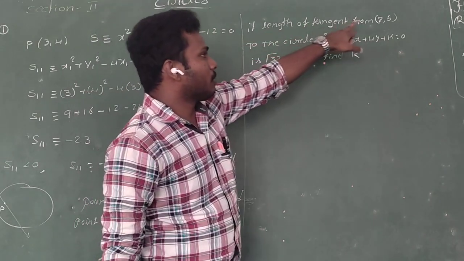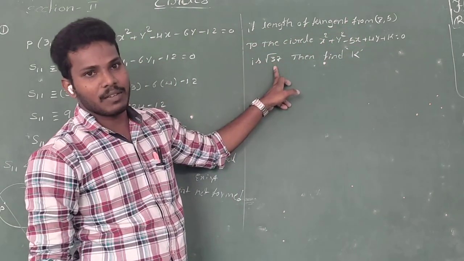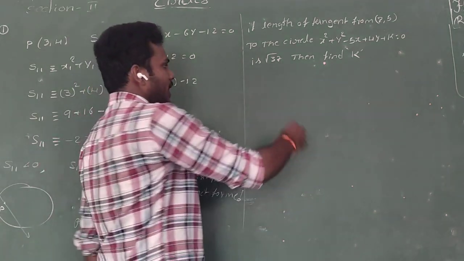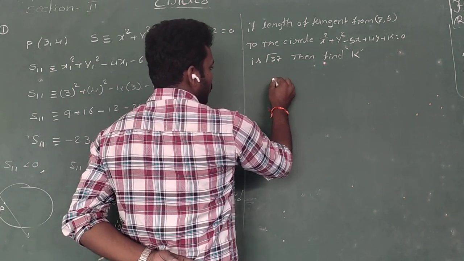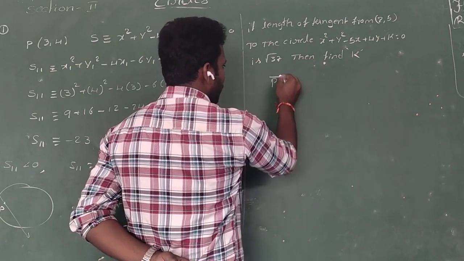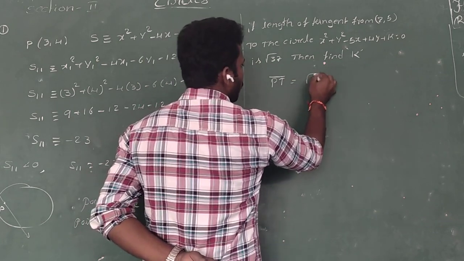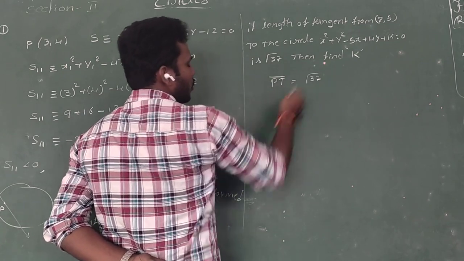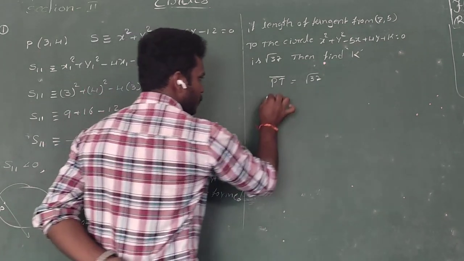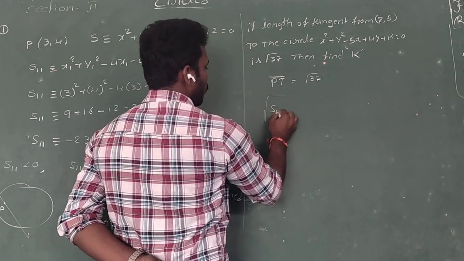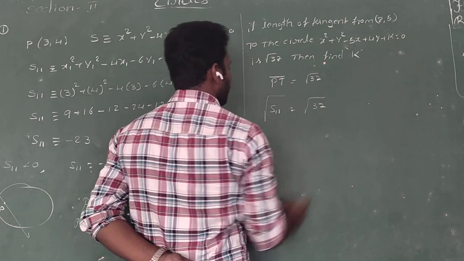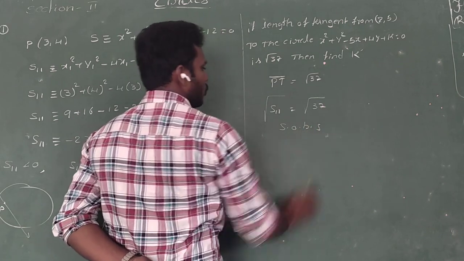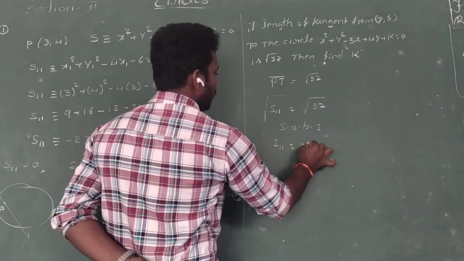The length of the tangent from the point to the circle is root 37. So the length of the tangent is already given as root 37. Then find the value of k. What is the condition? The length of tangent PT is equal to root 37. So the length of tangent is root S11, which is root 37. Squaring on both sides, the roots are cancelled. So S11 is equal to 37.